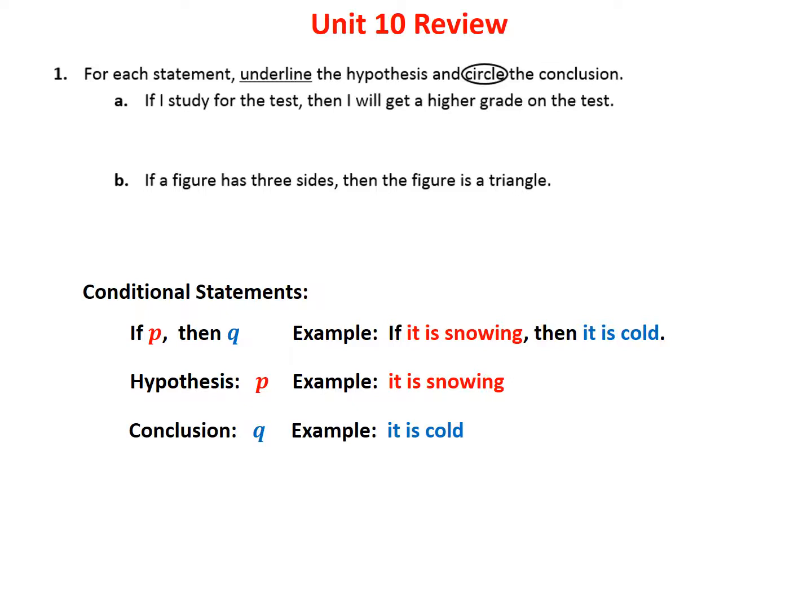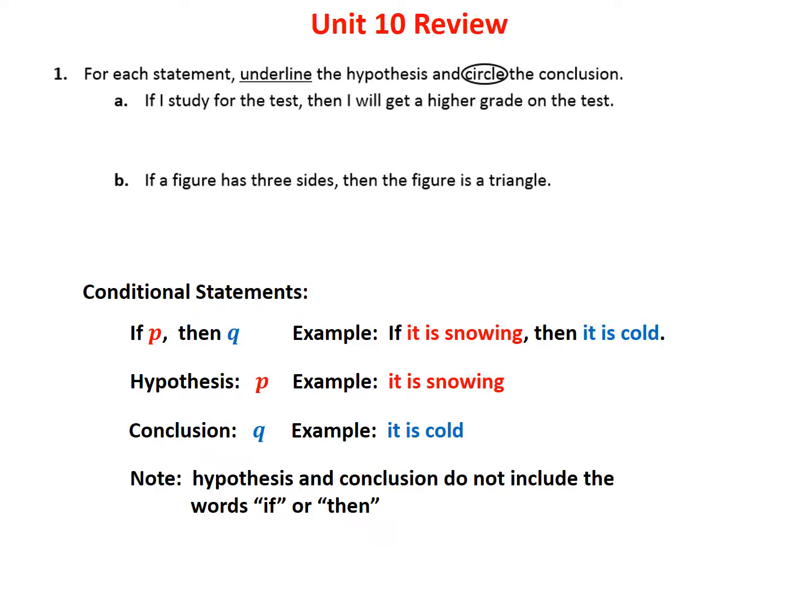Note, by the way, that for technical reasons, the hypothesis and the conclusion do not include the words if and then, because we may be switching them later on. But in the form if P then Q, if it is snowing is the hypothesis. Then it is cold is the conclusion. So the key words you're looking for are if and then. The hypothesis has the if and the conclusion has the then.